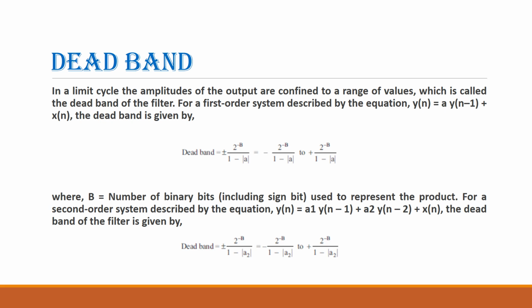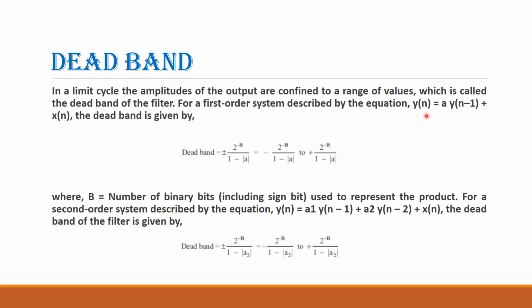Next we are going to see an important definition, deadband. Already we know the limit cycle will occur between a positive value and a negative value. That is, it oscillates between a positive value and a negative value, or it remains a constant value. So we need to find out the range, and for that purpose the deadband is used. Deadband is equal to plus or minus 2 power minus b divided by 1 minus modulus of a. That is, minus 2 power minus b divided by 1 minus modulus of a to plus 2 power minus b divided by 1 minus modulus of a.